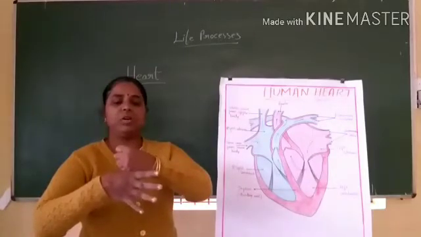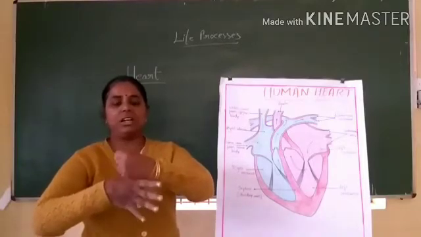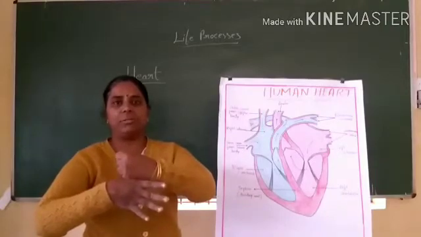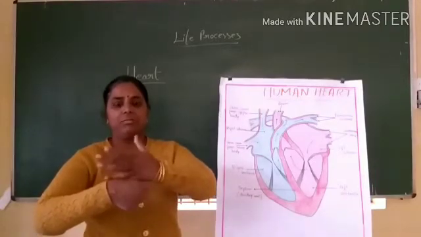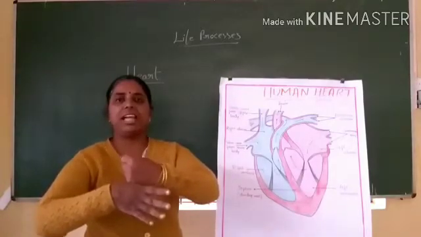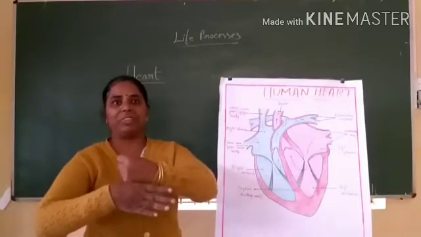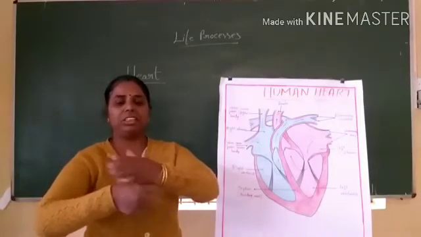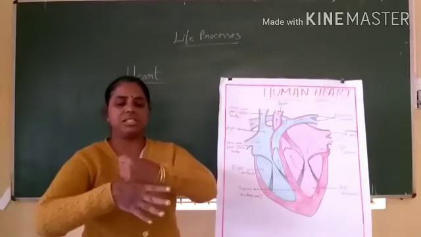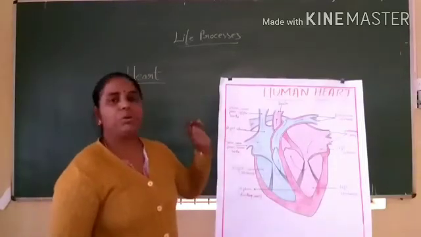This one contraction and one relaxation, we call one heartbeat. Once the heart does one contraction and relaxation, this is one heartbeat. Then second, third, fourth, fifth, like this, the heart contracts and relaxes 72 times per minute. So contraction and relaxation of the heart muscles is 72 times per minute. So this is about the structure of the heart.